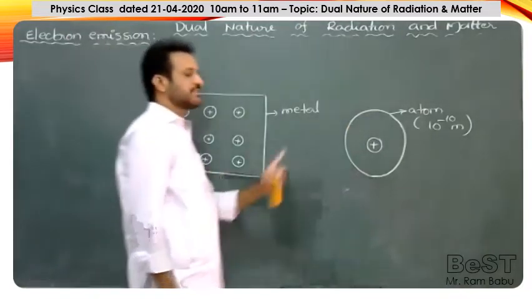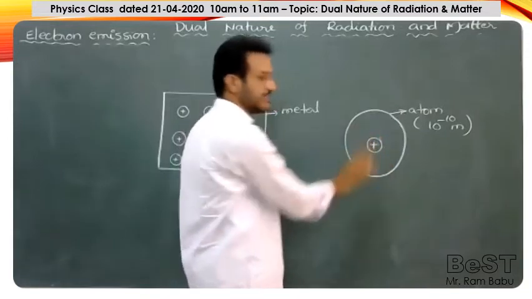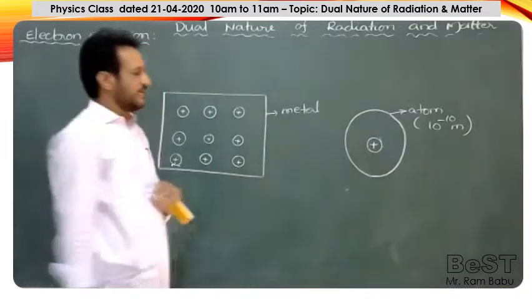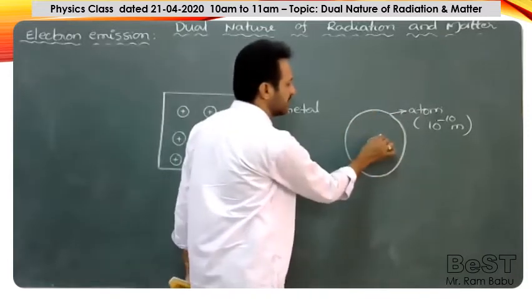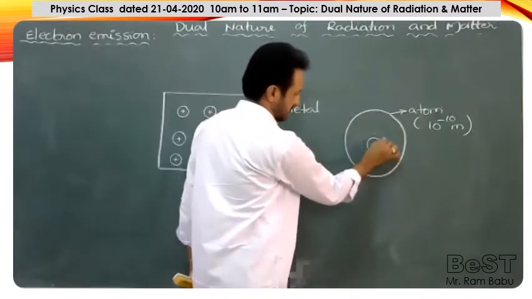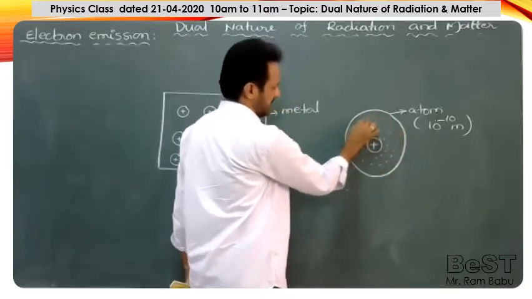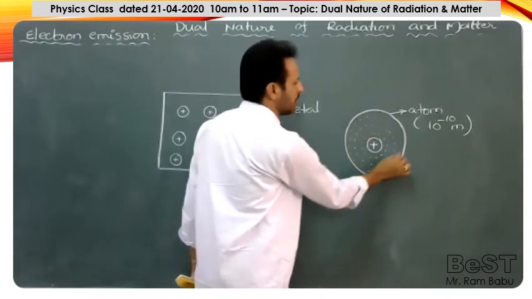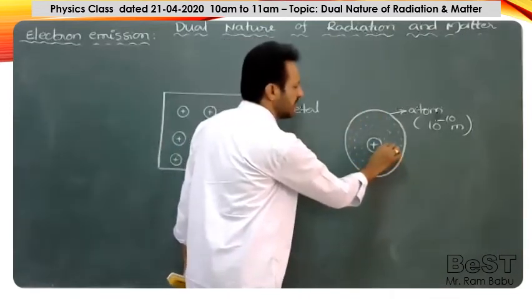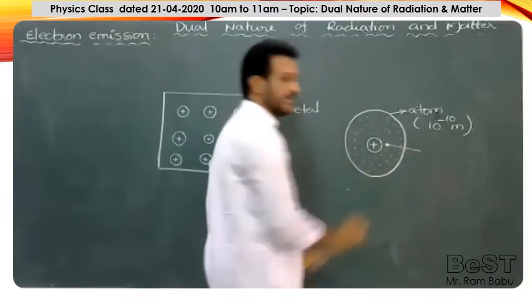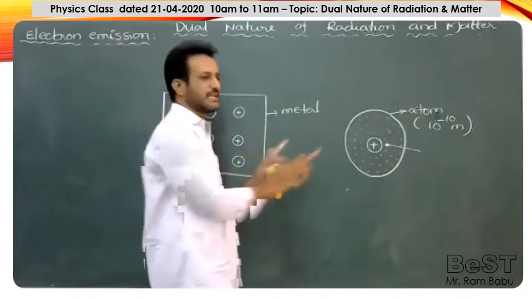A neutron is chargeless and a proton has a positive charge. So the charge of the nucleus is positive. Outside the nucleus there are a number of electrons revolving around the nucleus in various orbits. Some of the electrons are closer to the nucleus. The electrons very close to the nucleus are strongly attracted by the nucleus, because whenever the distance is very less, the force of attraction will be more.